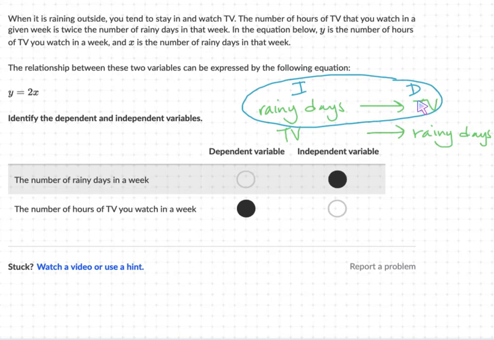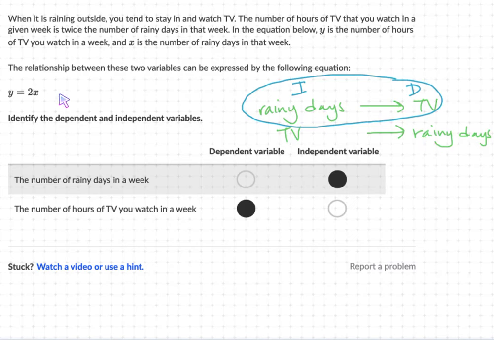So the D stands for dependent. It depends on the other one. Because the more rainy days there are in a week, the more chances that you're going to end up staying at home and you're going to watch TV. If you stay at home and watch TV, it has no effect on whether it's rainy or sunny outside. So they're saying that the rainy days are going to cause you to watch more TV, not you watching more TV causing the weather to change outside.